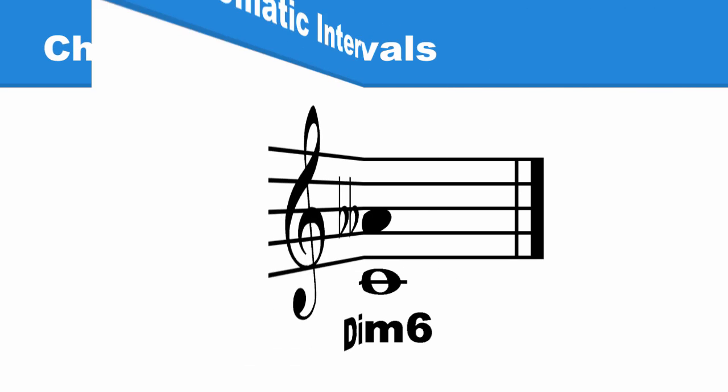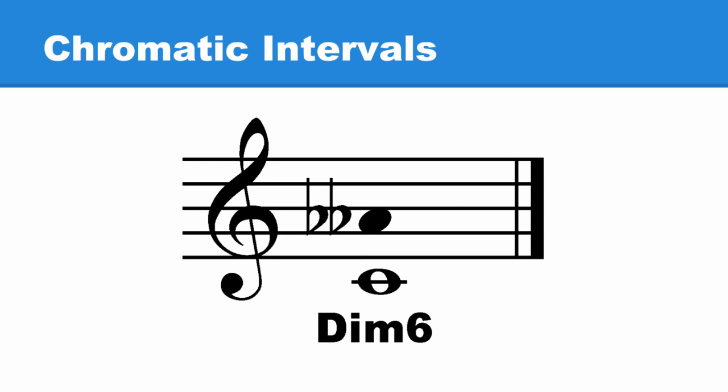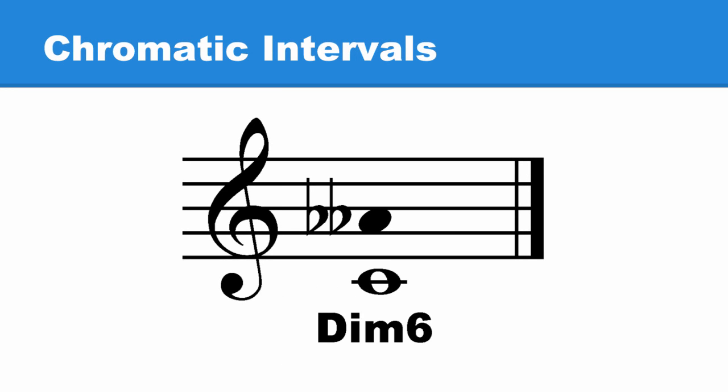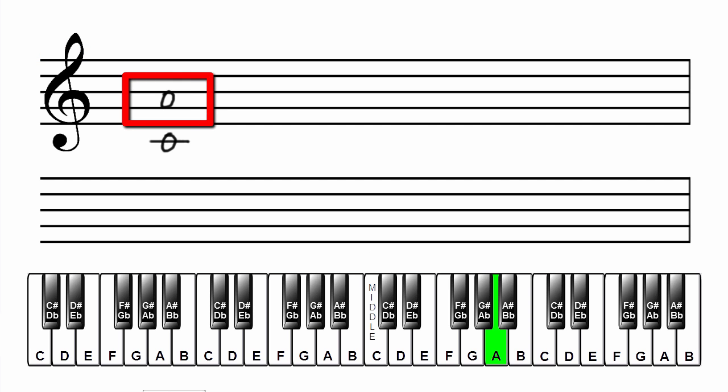Let's look at another diminished interval. This interval has C on the bottom and A double flat on top. It's a diminished sixth and uses these two notes. The top note is A double flat, which means we've lowered A by two half steps. A flat, A double flat. This note looks and sounds like G.